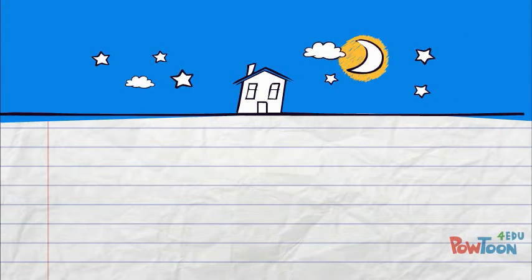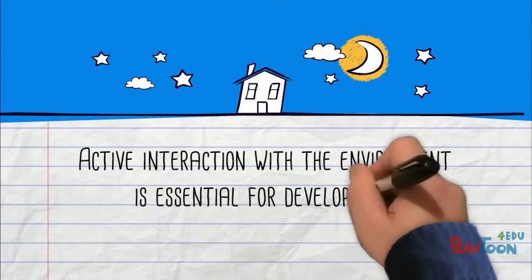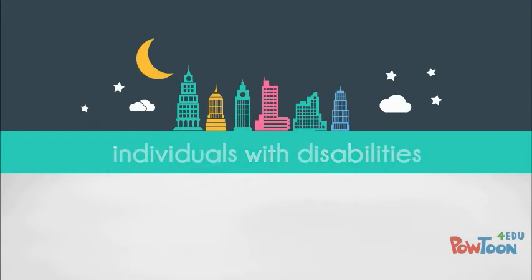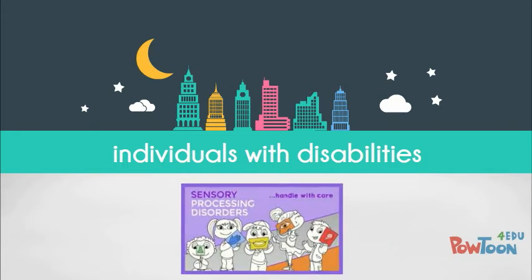Active interaction with the environment is essential for development, regardless of what theory you agree with. For individuals with disabilities, this proves to be rather difficult. Whether there is a cognitive disability or a sensory disorder, learning will be impaired for these children, and parents can expect their child's limitations will cause them to learn and develop more slowly than a typical child.